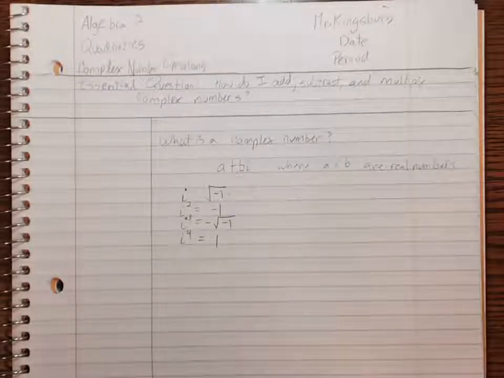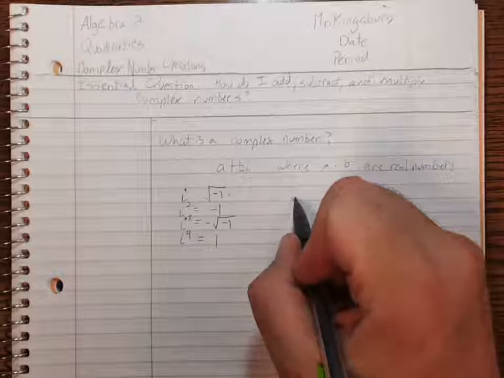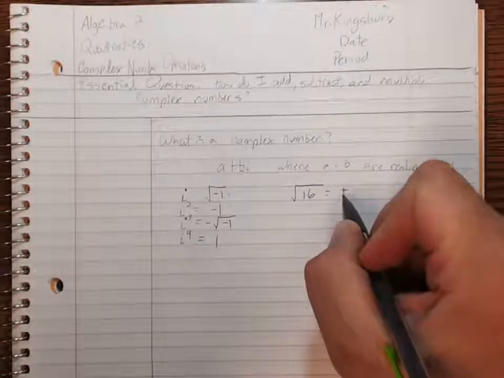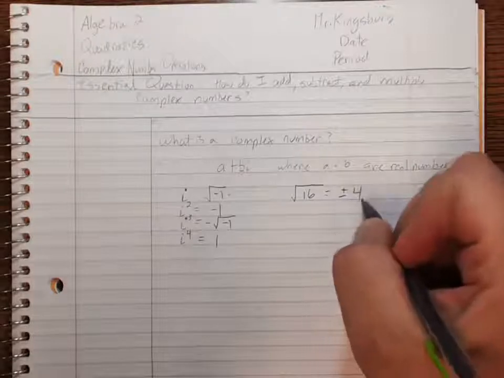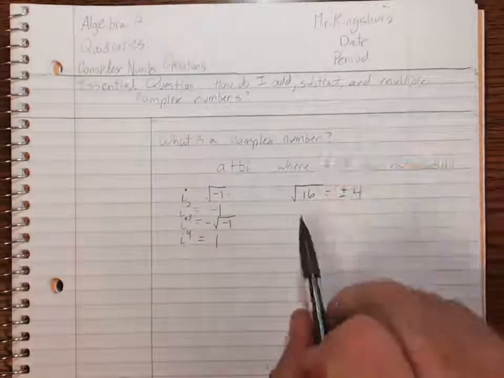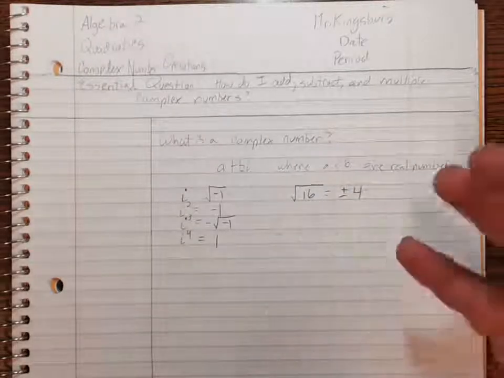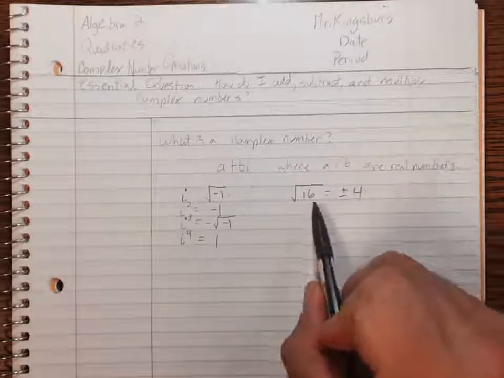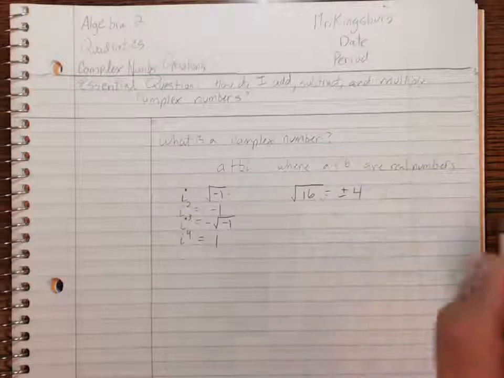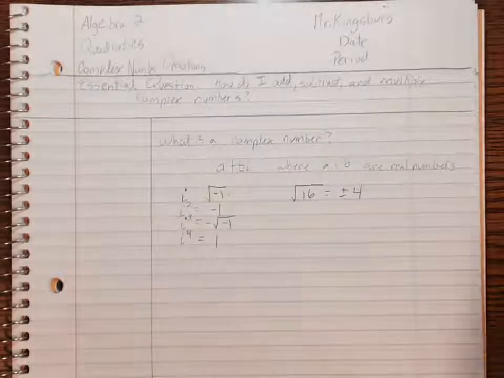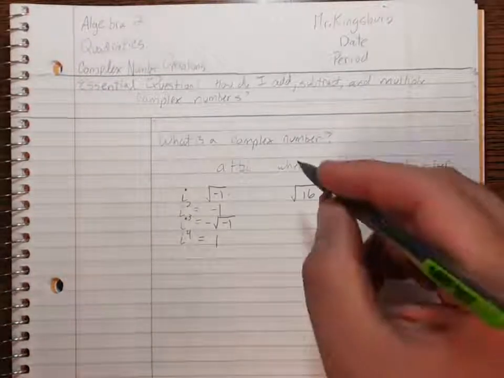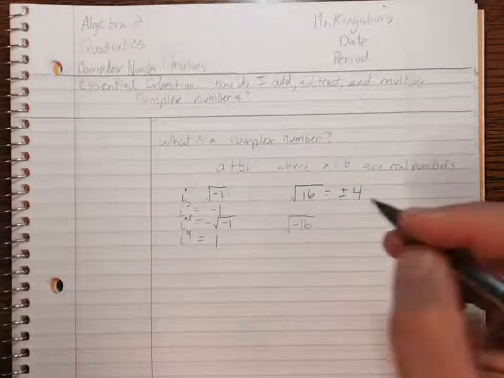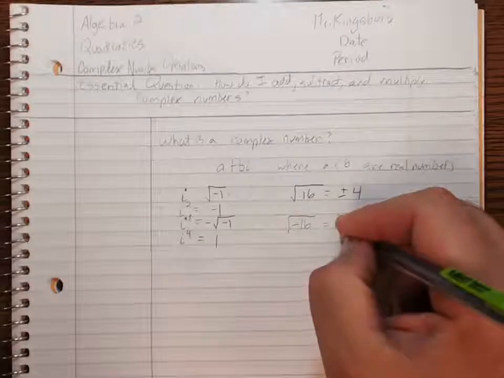Well, it turns out that when you take the square root of something, like say the square root of 16, you have two values, the positive 4 and the -4. When you take the square root of something, you're finding what you multiply by itself to get that number. So 4 times 4 is 16, -4 times -4 is 16. And that works for any positive number. But when you try and take the square root of a negative number, that presents a problem.